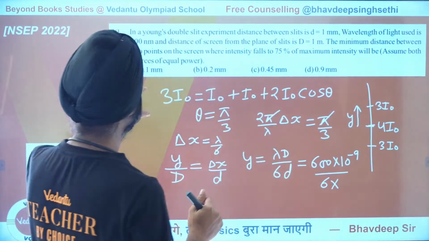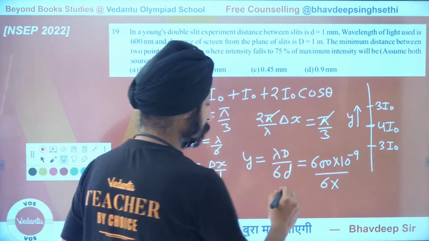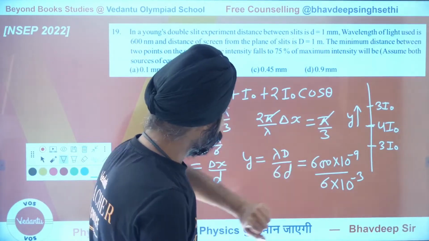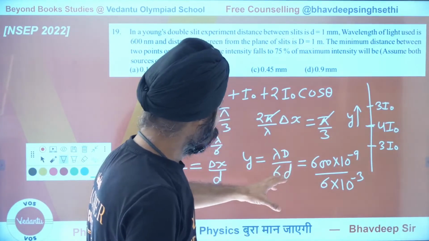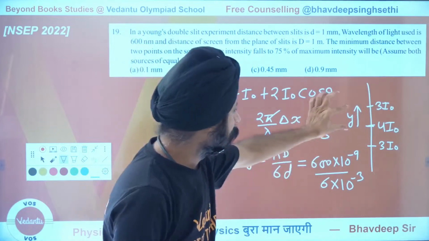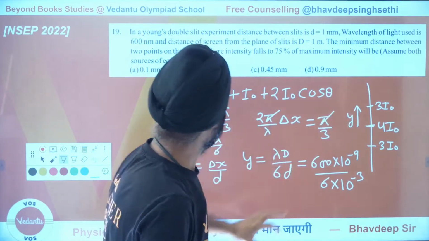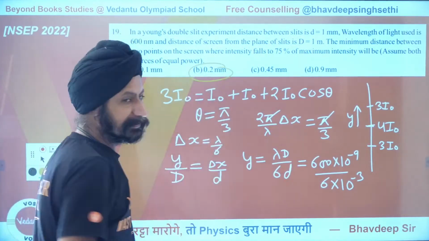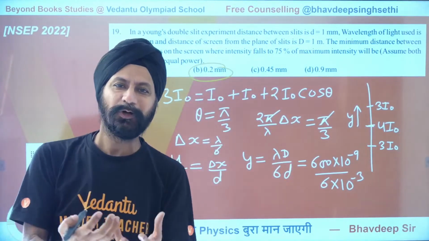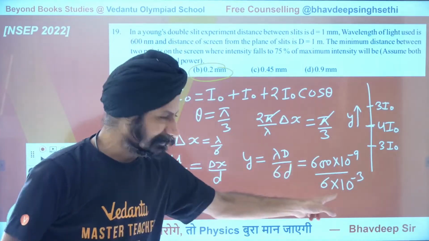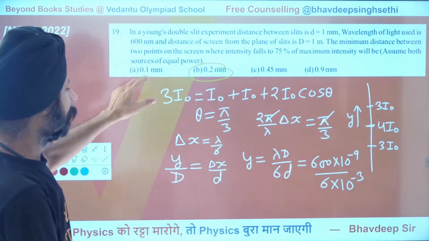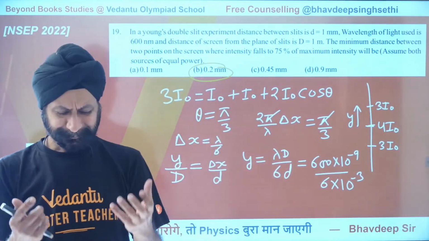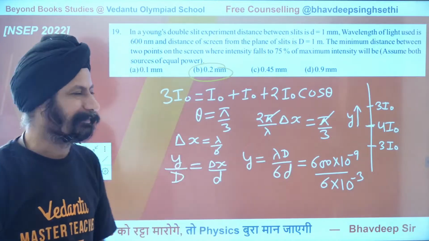Now, how much is the distance between the slits? 1 millimeter. So that's 10 to the power minus 3. And that crosses out to make it 10 to the power minus 6, the 6s cross out. So it's 0.1 millimeter. But they're asking what is the distance between the two points? That is 0.2 millimeters. And this is one of the frequently made mistakes in the exams. Please do not make that. Many students see this answer as 0.1 and mark 0.1. No, you have to read the question properly and see what is being asked there.